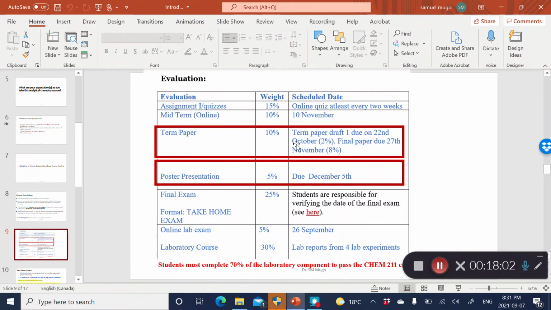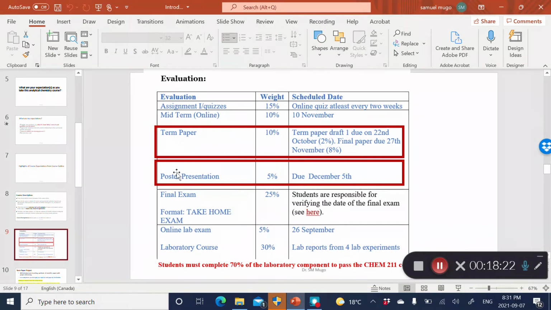Now, remember, again, as I've said, the term paper, you need to select a topic, and the topic should be selected by the 2nd of October, and I'm going to talk about it in a couple of slides. What are the possible type of options or topics that you can choose from?